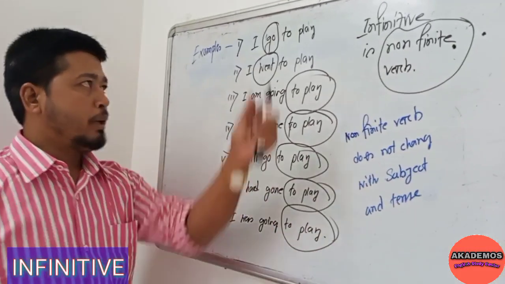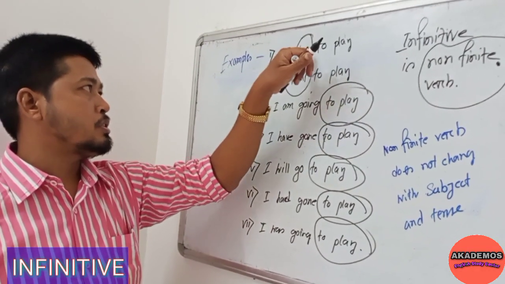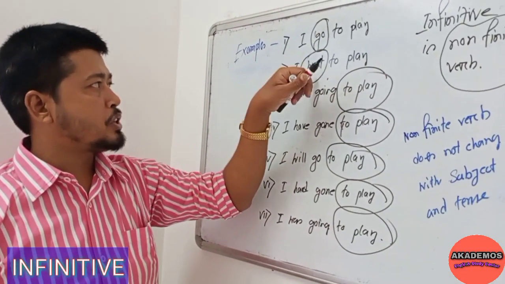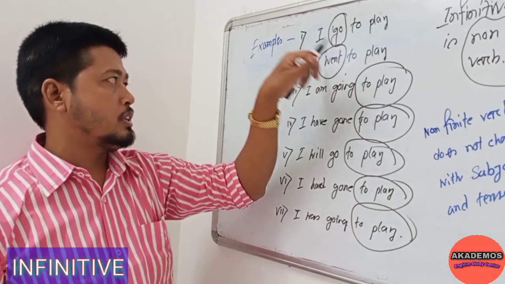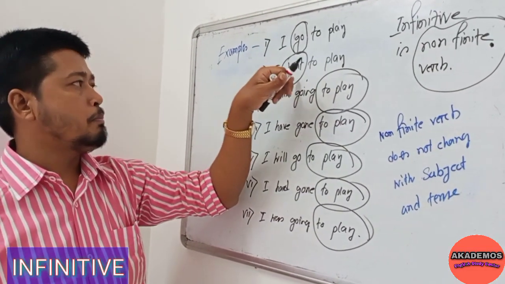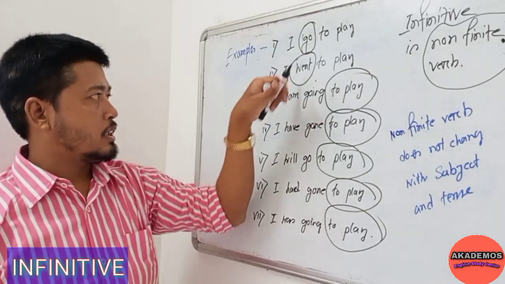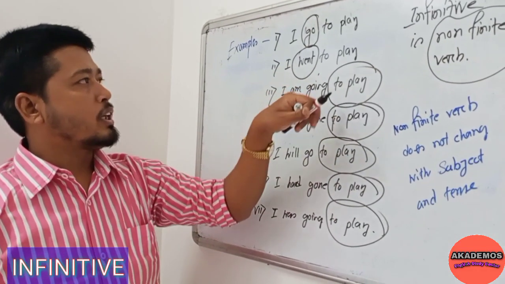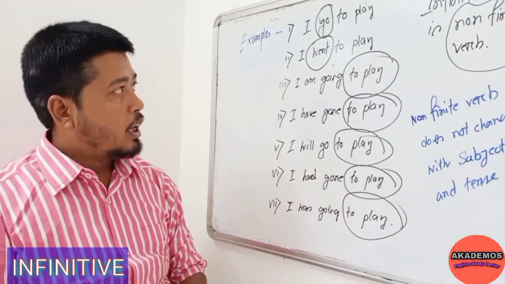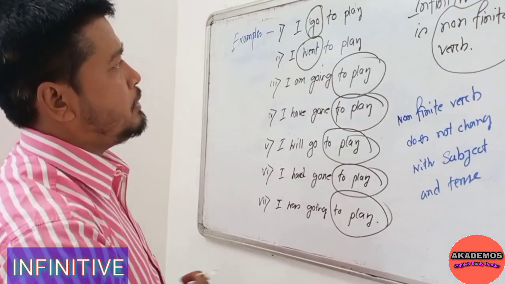Here you will see that in the simple present tense, go is used, I go to play. But in the simple past, go changed into went. This is the finite verb. A finite verb changes with number, person and tense. In present continuous, go changes into am going. But play is the non-finite verb, and play is the same everywhere.